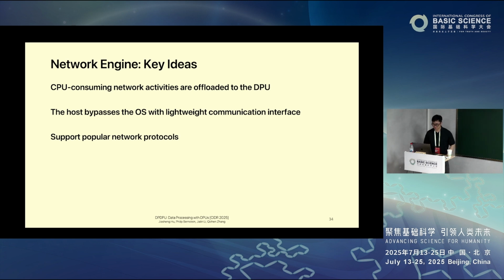Okay. So for the network engine, the key idea is that network communication is pretty CPU intensive. So we want to offload these compute intensive network communications to our DPUs. The high level idea is to provide a lightweight interface on the host server for the application to do the network communication, but the underlying execution will be done on the DPU, and we want to support the popular network protocols that are used in data systems.